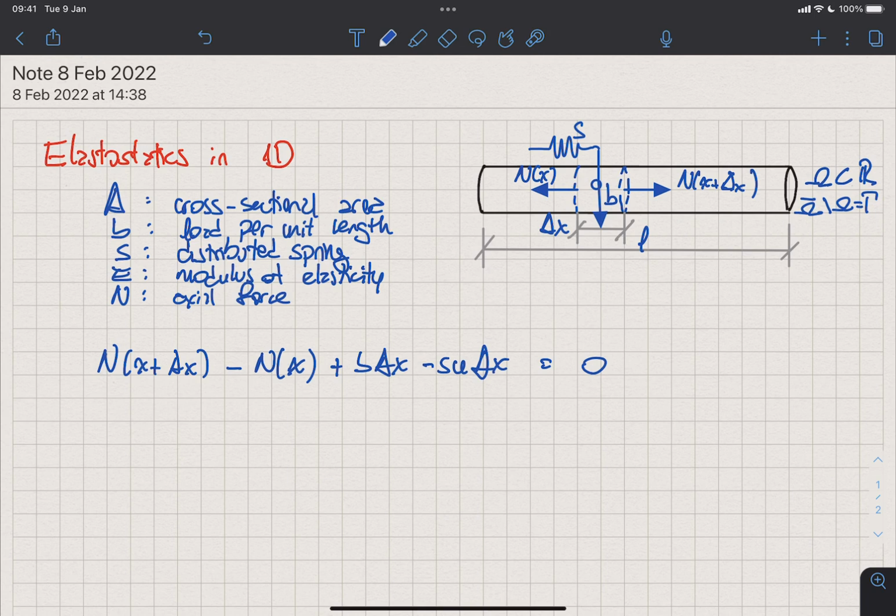What you can see here is that the first term is basically this force that you have here. You can see that there is some variation, so the actual force at x plus delta x doesn't have to be the same as the actual force at x, clearly. Then you're going to have some load, and this arrow is in the wrong direction, because everything is in 1D.